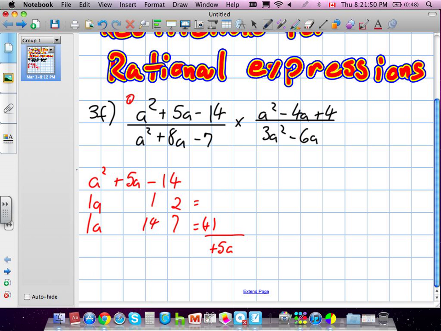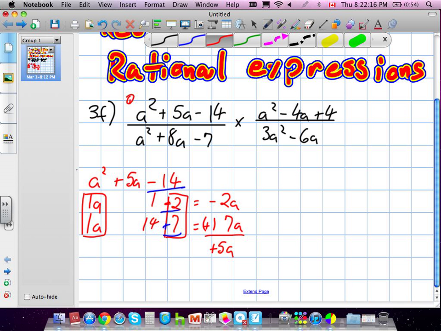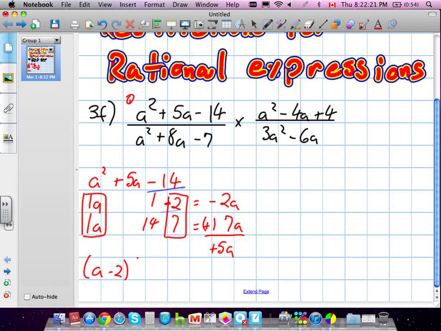So what are we going to use? The 2 and the 7. Yep. I guess a minus 2, a plus 7. Yeah, that's right. So this needs to be minus, and the way we check is positive 7 times negative 2 is negative 14. So we know that works. Because the first terms are the same, we don't have to worry about what bracket we put them in. So a minus 2, a plus 7. So we got the first guy.